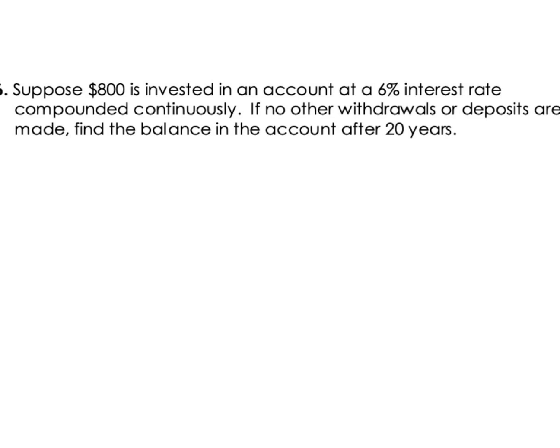Suppose 800 is invested in an account at a 6% interest rate compounded continuously. If no other withdrawals or deposits are made, find the balance in the account after 20 years. So the amount is the principal times e to the 0.06 times the number of years, which is 20.